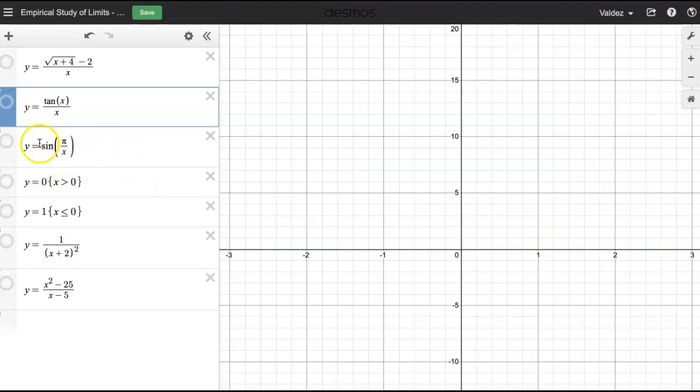All right, so let's look at this next function here. And of course, we see that it kind of has this shape here. And as it gets closer and closer to 0, we see that it's just bouncing up and down an infinite amount of times.